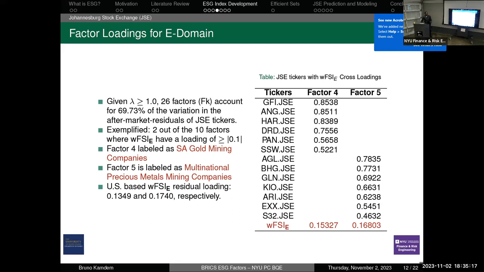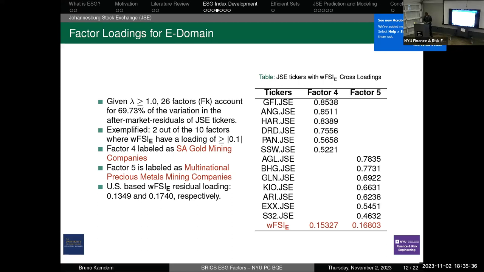Which is quite not surprising if you look at the E pillar, the environmental pillar. These are mining companies. What do you expect, right? South Africa and the US are both almost developed countries. In America, you have oil, a lot of oil companies. In South Africa, you have mining companies. There's a lot of gold there, right?